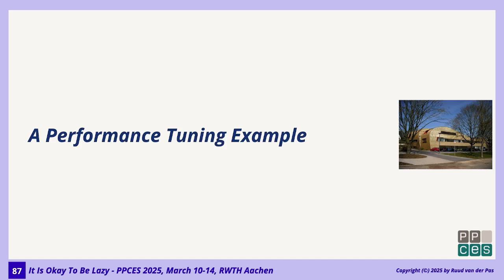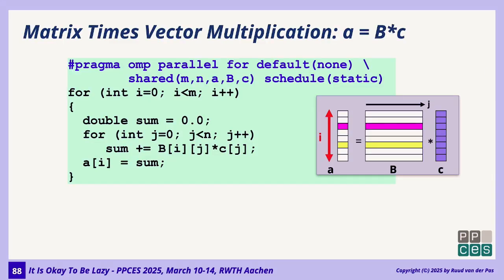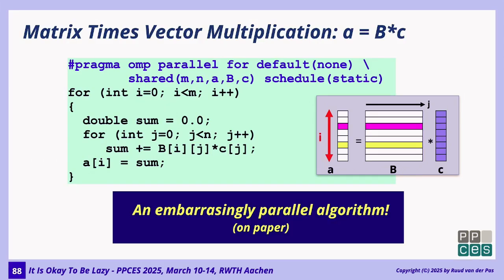And I'll do that fairly quickly because it's just an example, but I want to show you how you play with these things. Here's my favorite algorithm, multiplying a matrix with a vector. A equals B times C. This is the C way of doing it. I'm just taking the dot product of the rows of the matrix times the vector, and that will give me my result. That's embarrassingly parallel. All these dot products are independent. So theoretically, this is an embarrassingly parallel algorithm.